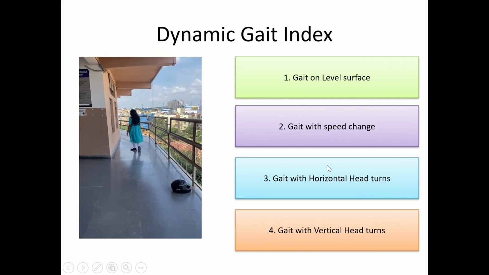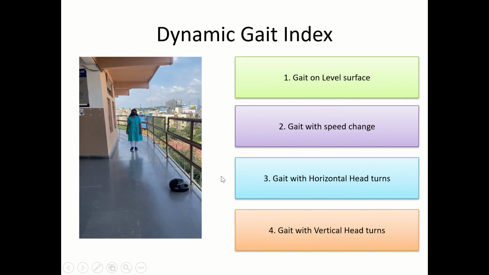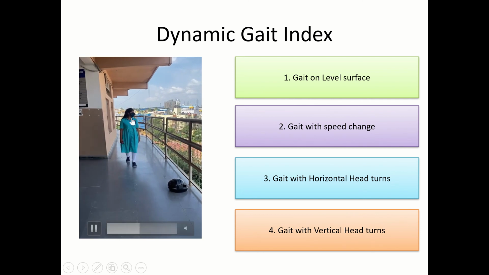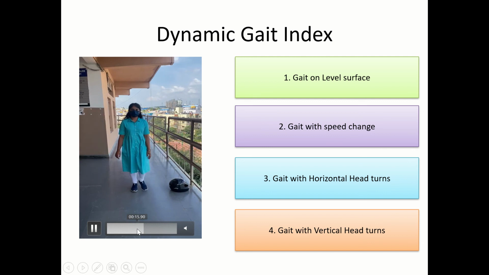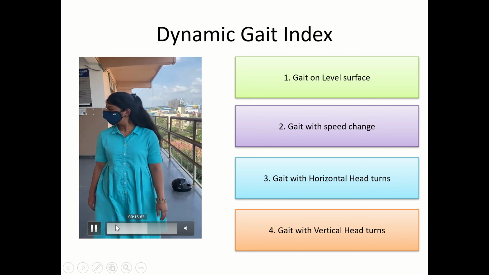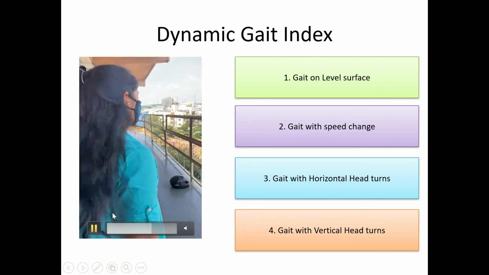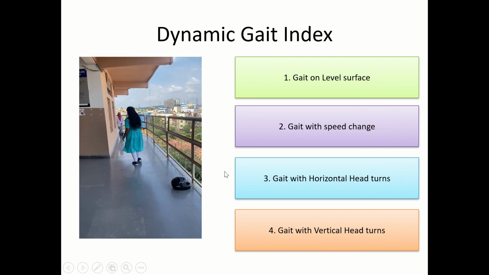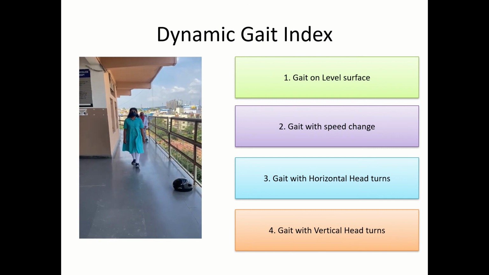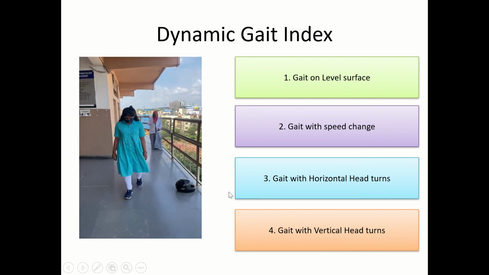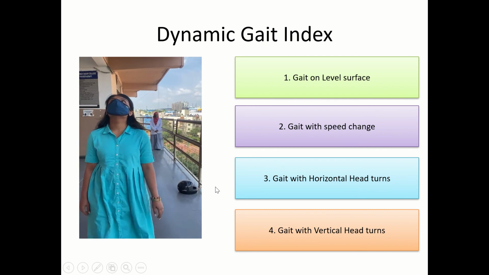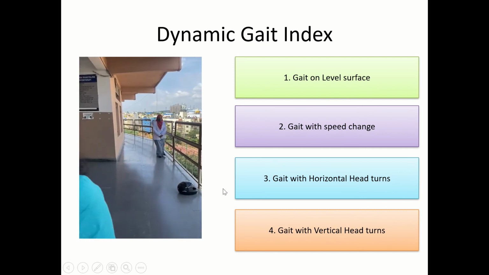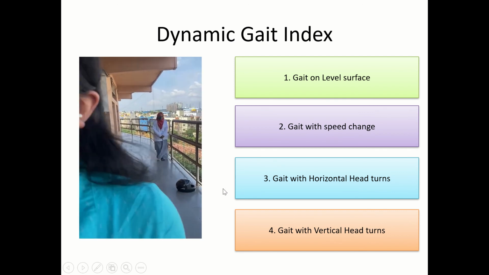The third one will be gait with horizontal head turn. Here your visual and auditory systems are very important. All you need to ask the patient to do is turn to the right side after walking a certain distance, and then turn to the left side. This is very important for the visual and auditory reflexes to be active. If they are inactive or disturbed, then she cannot do it. Same thing, vertical head turns. Look up and look down while walking, not doing it statically. So these were the 4 points of the dynamic gait index.